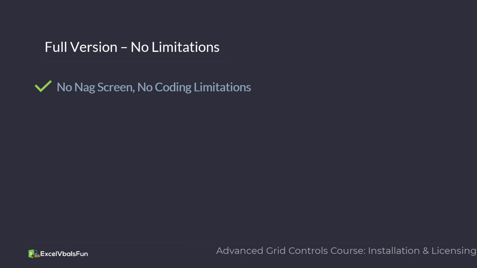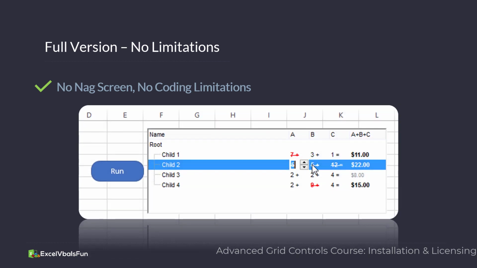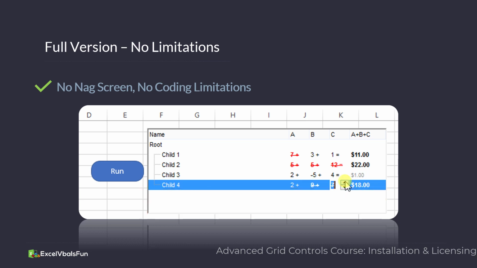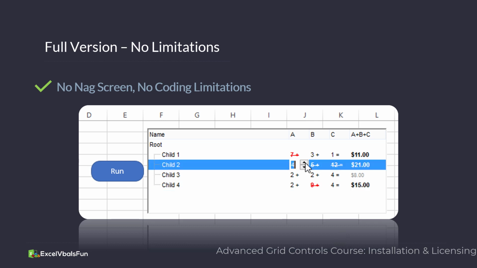Usually everything's already pretty well contained in the regular product. Like I said, there's no limitations, there's no nag screen, and no coding limitations in the full version. So the nag screen that was at the very bottom of this control is no longer there, and then there's full feature with the full version. So let's show you how to install this.